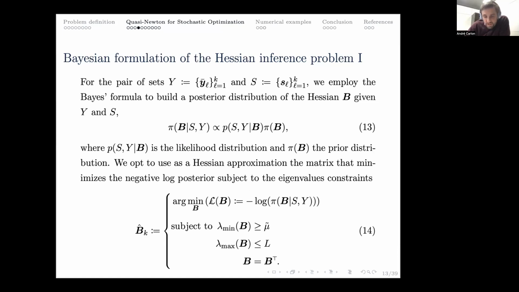So we define this calligraphic L as the negative log posterior, a function that we want to minimize. We want to find the matrix B that minimizes calligraphic L. And we also have some extra constraints here about the smallest and the largest eigenvalues of B. They have to be bounded. Here we use this mu hat, which is larger than mu. I will talk about it soon. And we also obviously need the Hessian to be symmetric.